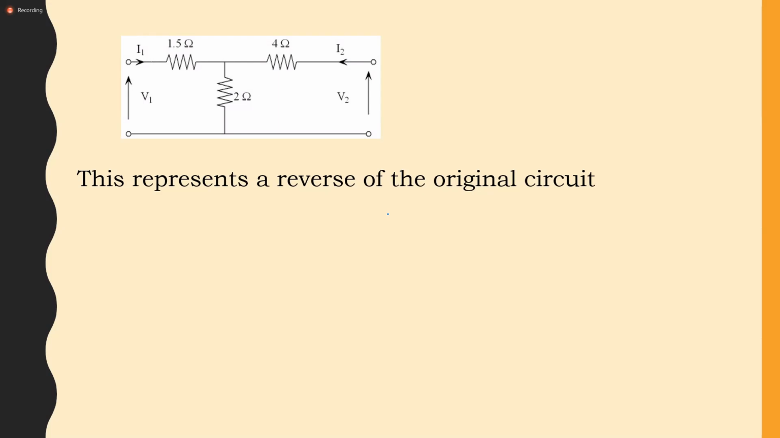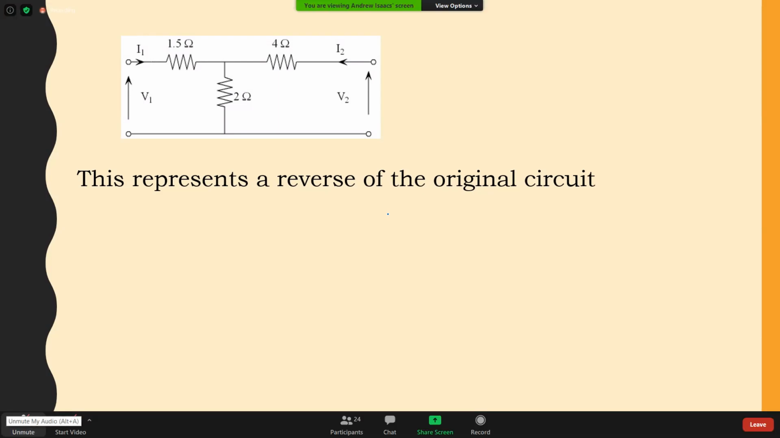Anybody else got anything different? Yes, sir. For B, I got 17 over 2. For B, you got 17 over 2. Yes, sir. Sir, for B, I got 7 over 2. I got something else. All right.